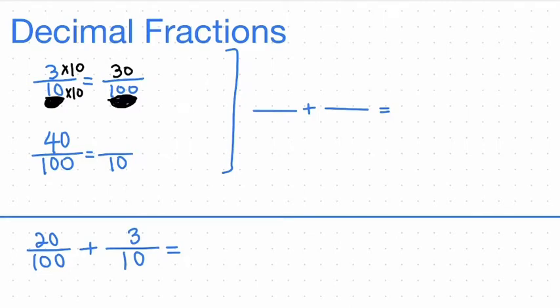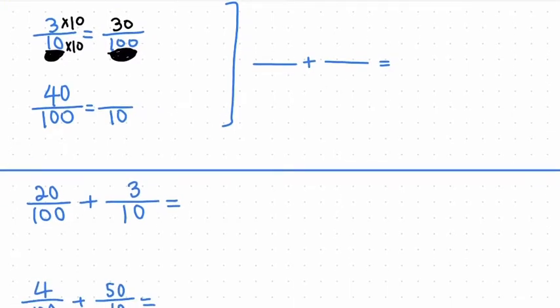Now let's look at the next problem. It says 40 over 100 equals blank over 10. So the two denominators, again, aren't the same, so you can't keep the numerators the same. So what did you do to get from 100 to 10? Well, you divided by 10. So if you did that to the denominator, you do the same thing to your numerator. So 40 divided by 10 equals 4.